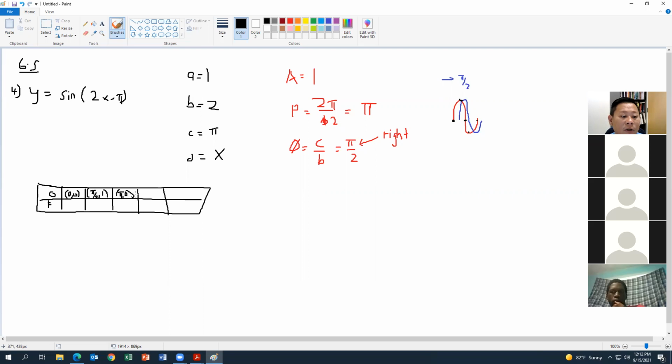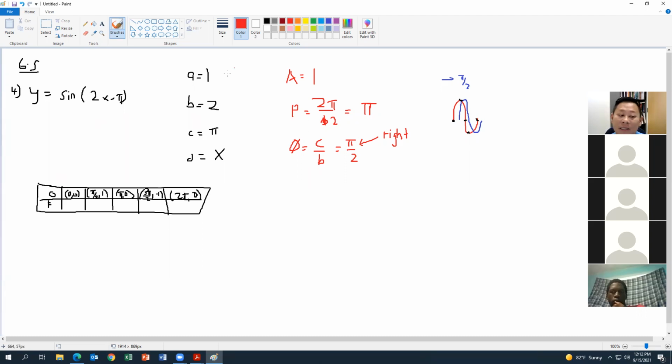And then followed by 3 pi over 2. Since we go down here, it is what? Negative 1. And then we go back to 2 pi. What do you get at 2 pi? 0. Yep, so that is your original points.